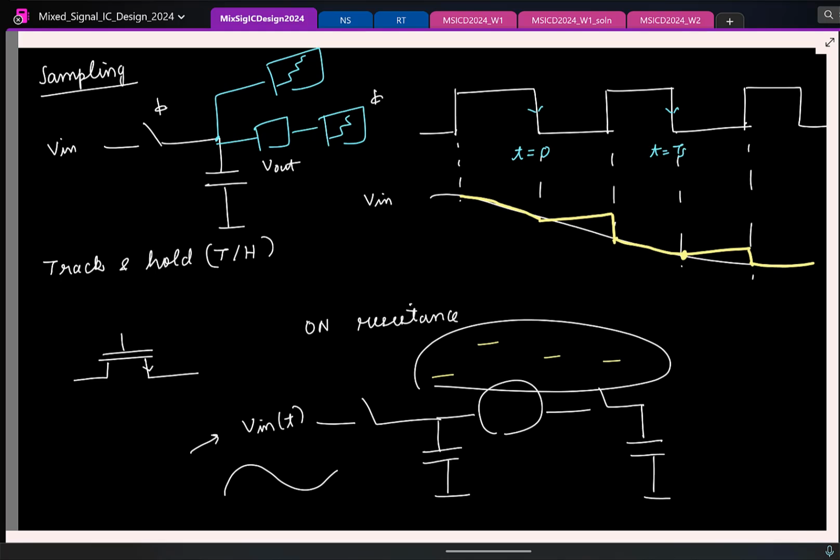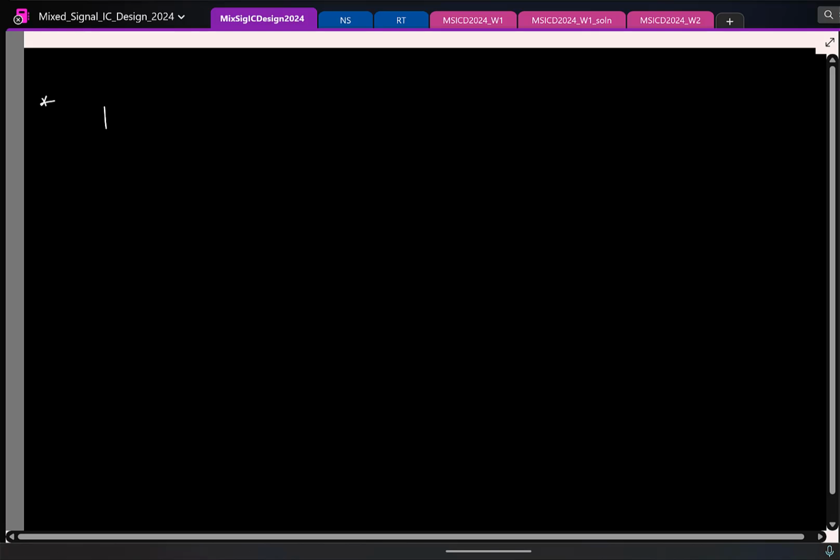Let's start with the constant case because that is easier. Let's look at a case where the input is constant, so I'll model it as a DC voltage. I have a switch, and to model the on resistance, I'll include a resistor in series with it. Let us say this is R on and C. So let's use a constant input for some specific period.